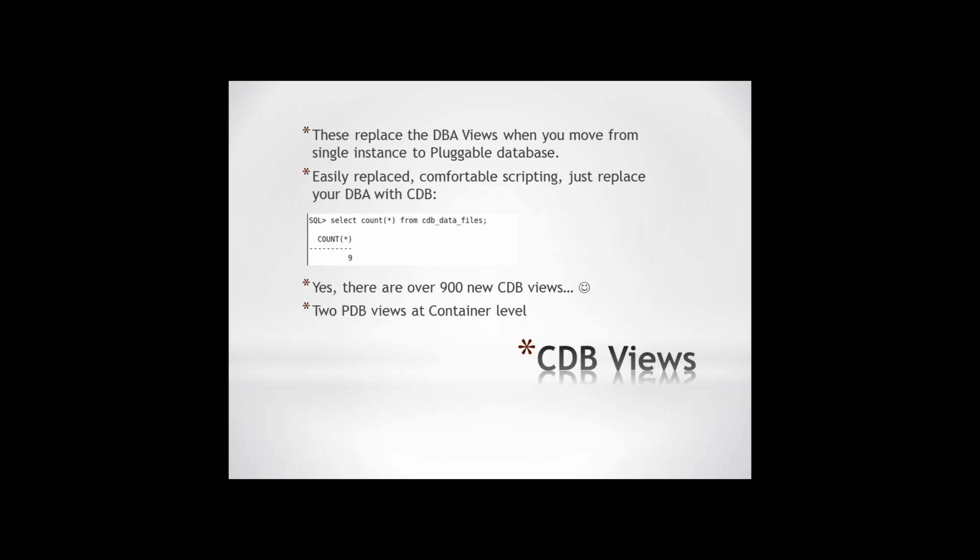There are 2 PDB views sitting at the container level. It's not much. You get down into the pluggable databases, you'll see a few more, but even then, those ones are not as important as actually getting the information that you already know from your V$ views and then changing your CDB views so that you're using your con_ids in that.